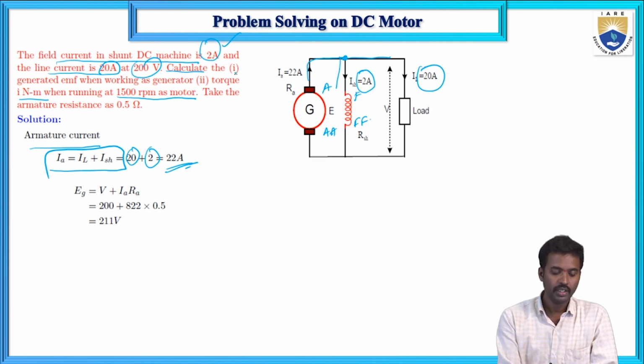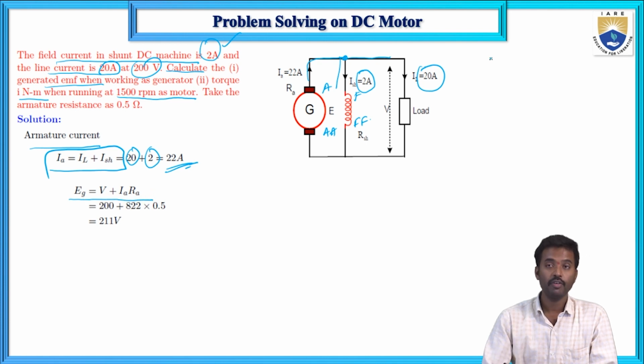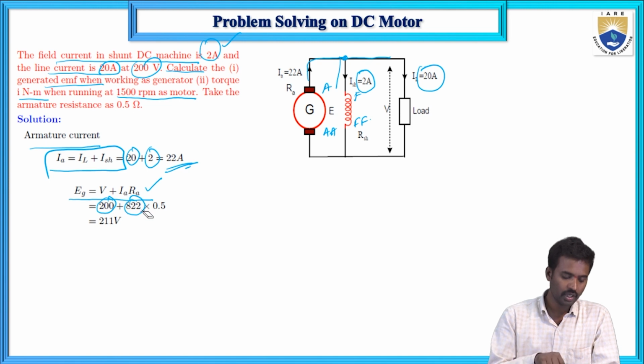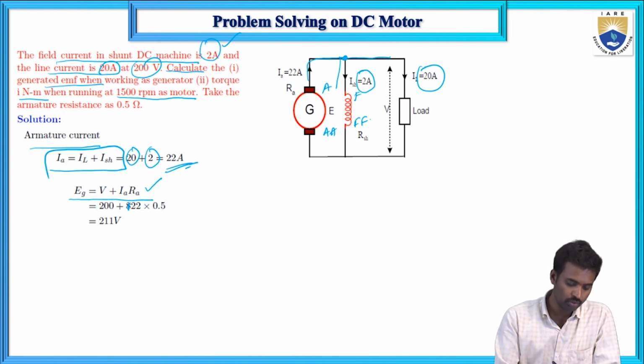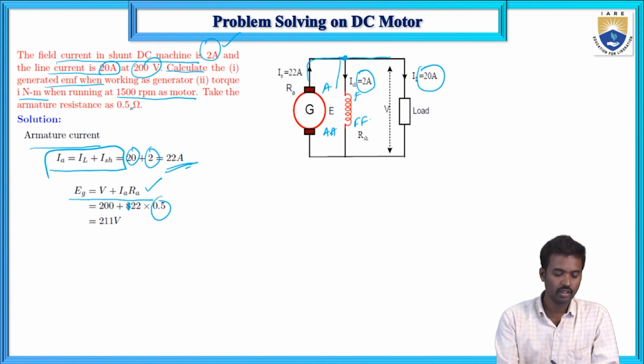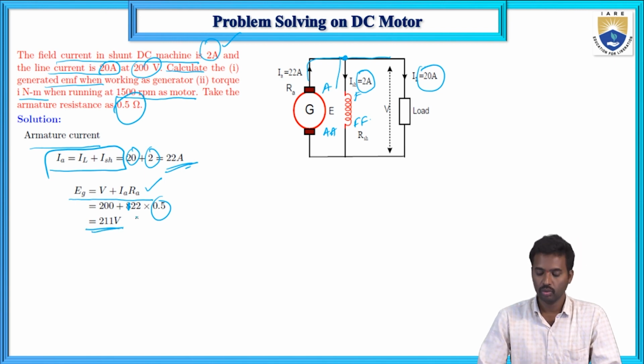Now the induced EMF, the generated EMF, EG equals V plus IA RA. If you apply KVL here, the generated EMF equals V plus IA RA. So here V equals 200 volts and IA equals 22, this into RA equals 0.5. So now the generated EMF equals 211 volts.